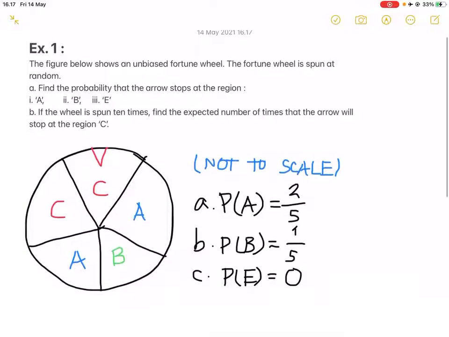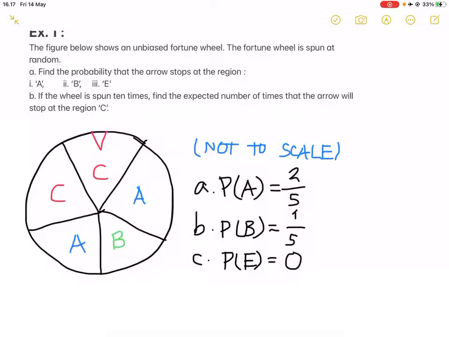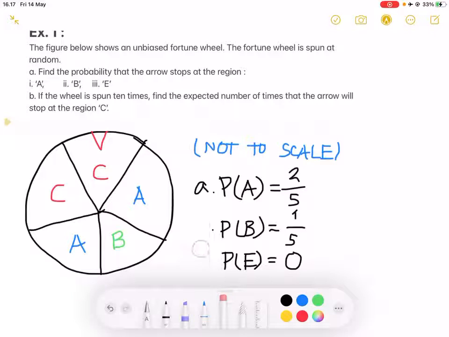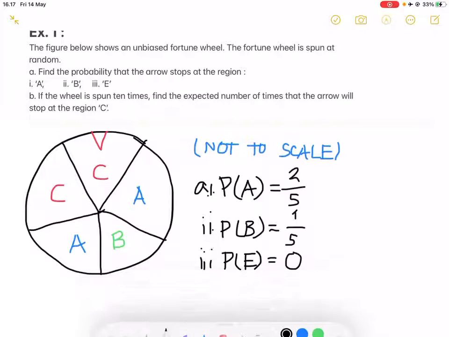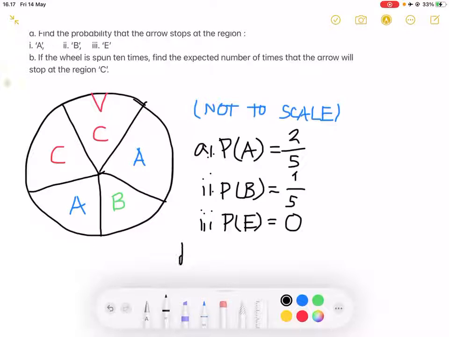Alright, so for part B, if the wheel is spun 10 times, find the expected number of times that the arrow will stop at the region C. Alright, so first let's just find the probability that the arrow stops at C. So you can mark that as P of C. That will be the number of regions marked with C. That will be 2 regions, which are these ones right there, over the total number of regions will be 5.